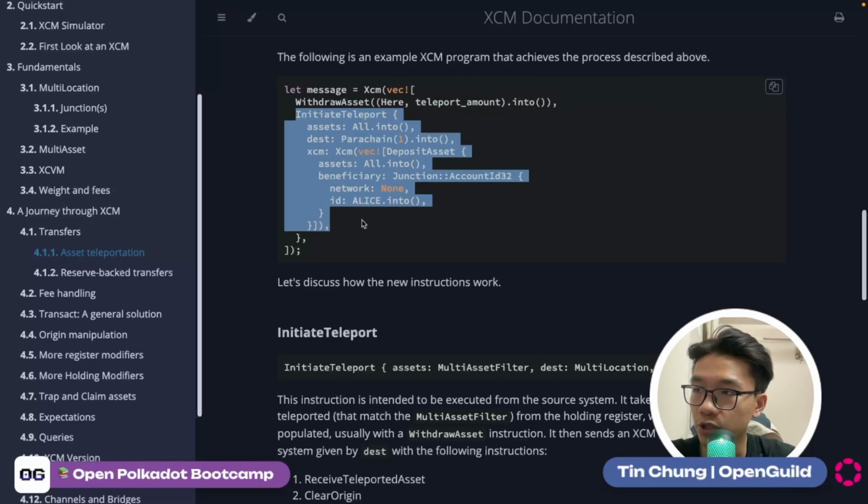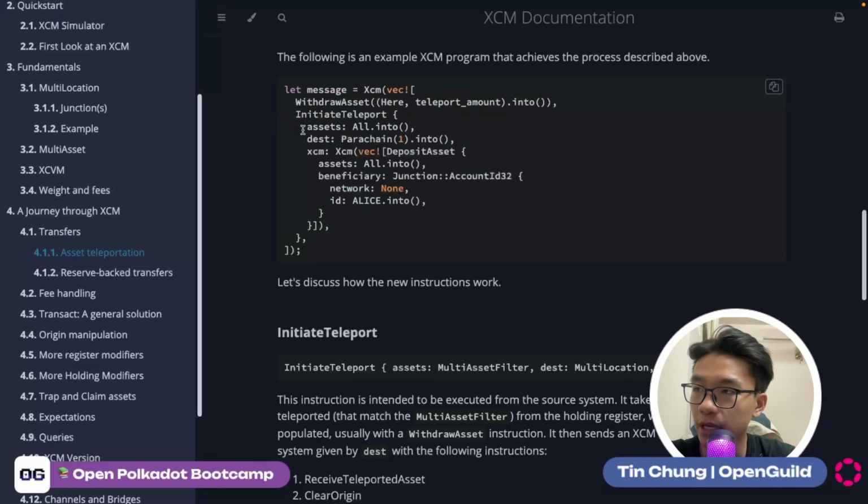Then another instruction is processed called initiate teleport. This brings the asset to the destination parachain 1, with the XCM. Here the XCM is the vector of instructions that we're gonna process on the destination chain when they already receive the asset. So we process deposit asset, where we want to deposit this token to the account ID 32 Alice when it has arrived at parachain 1.